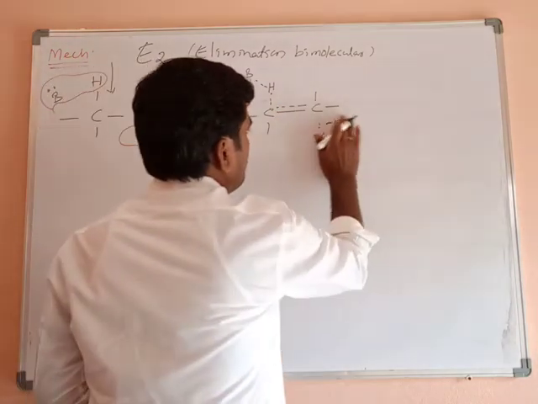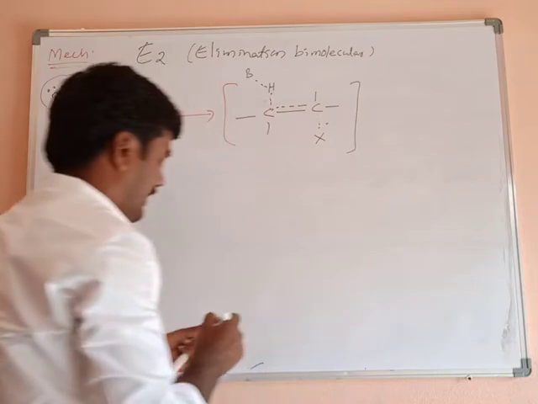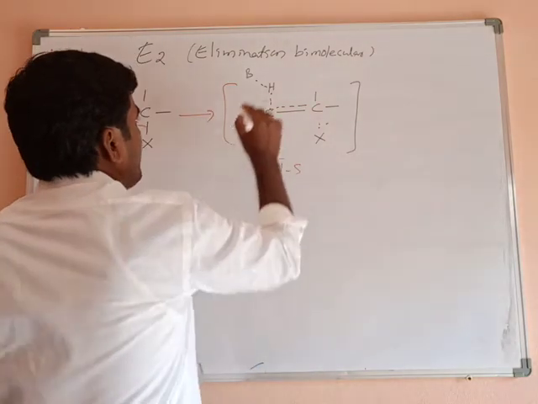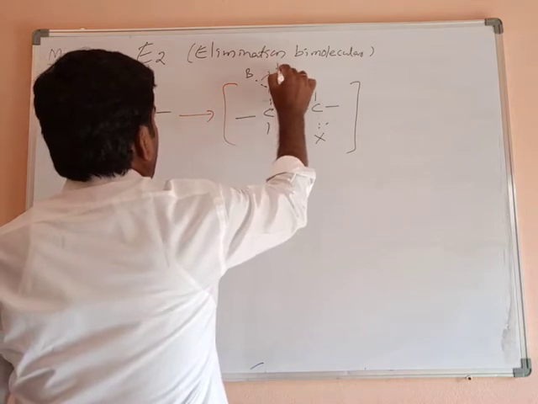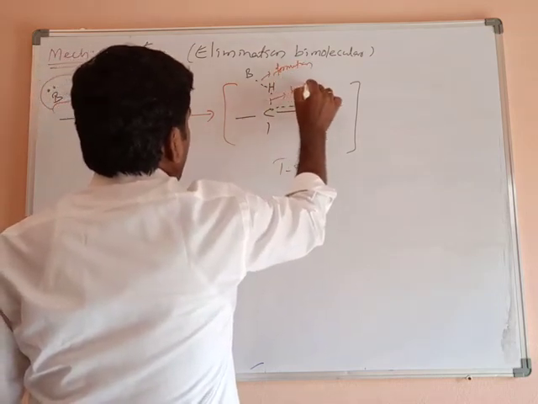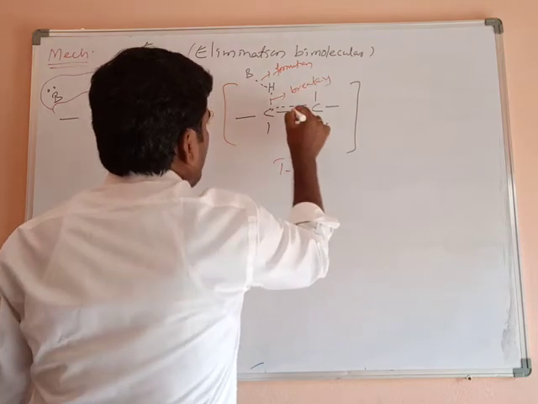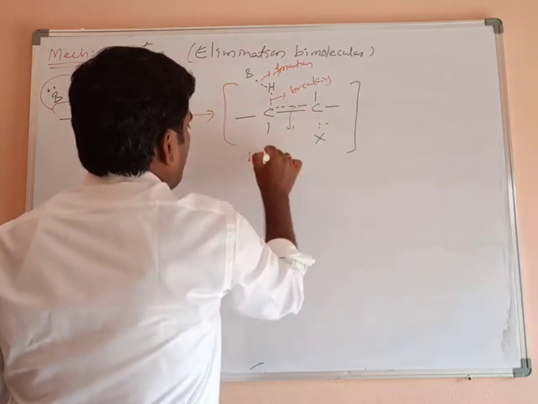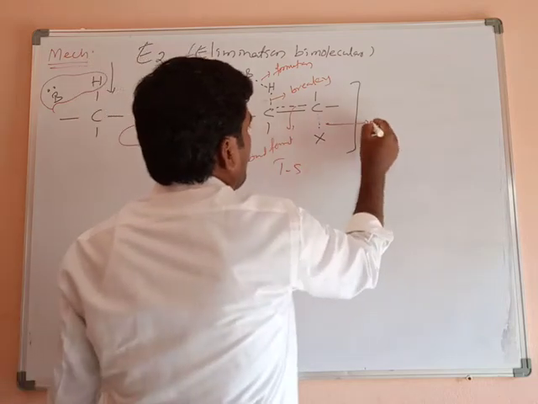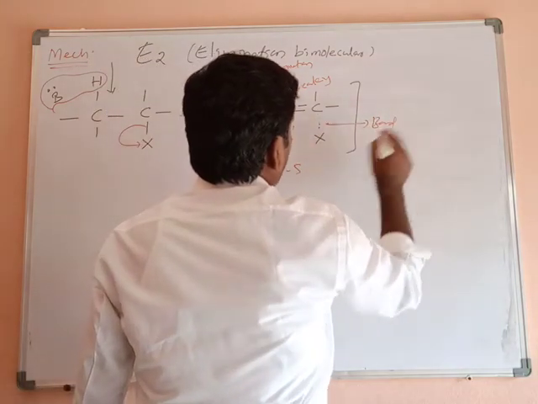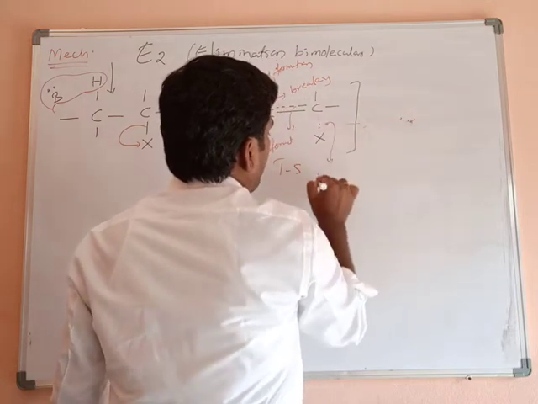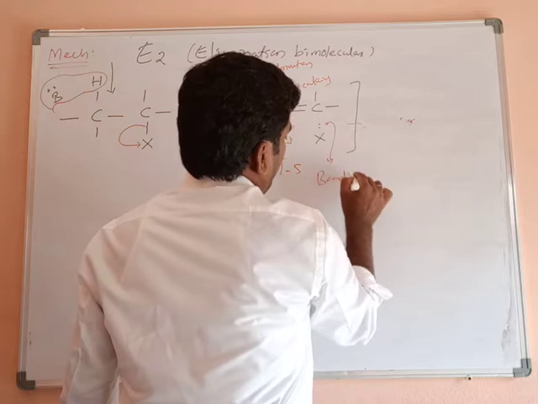Here, this is called the transition state. In the transition state, this bond formation takes place. What about this? Breaking of bond. What about this? Bond formation takes place. What about this? Bond breaking takes place. I'm writing here, this bond breaking.